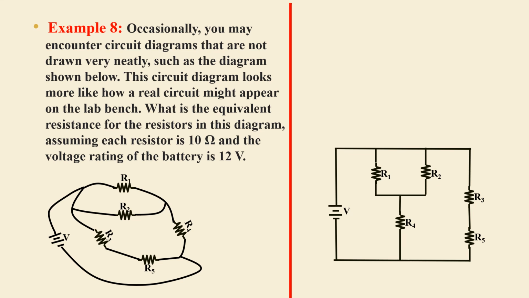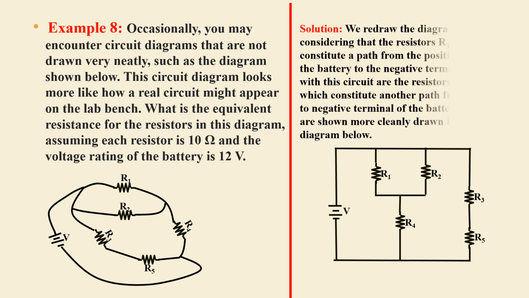Example number 8. Occasionally, you may encounter circuit diagrams that are not drawn very neatly, such as the diagram shown below. This circuit diagram looks more like how a real circuit might appear on the lab bench. What is the equivalent resistance for the resistors in this diagram? Assuming each resistor is 10 ohms and the voltage rating of the battery is 12 volts.